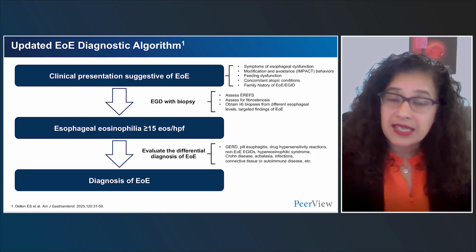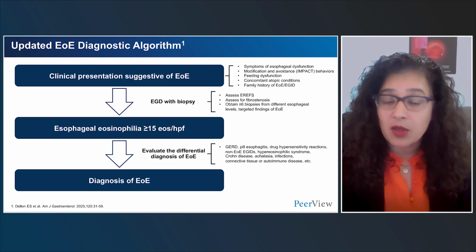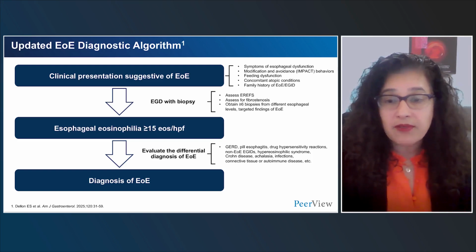Some important things to consider when you're ruling out these other causes of eosinophilia are reflux, eosinophilic esophagitis mimics, drug hypersensitivity, non-EoE agents, hypereosinophilic syndrome, Crohn's disease, achalasia, infections, and connective tissue or autoimmune diseases.